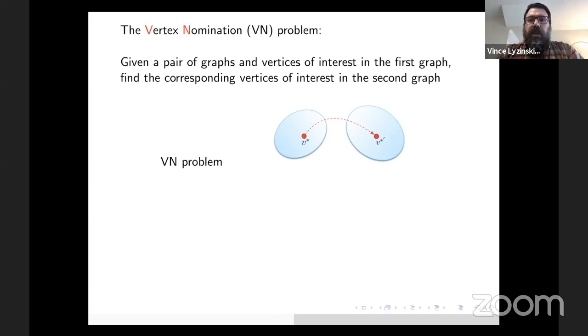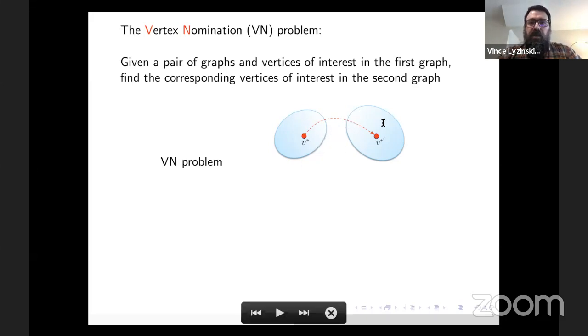So the idea is, if you're given a pair of graphs, you're given vertices that are interesting in the first graph. And interesting here could really mean anything. You can think of it as a user-specified query. You want to find corresponding vertices of interest in the second graph. And so this is an artist's rendition of what the problem is. For the talk, I'm just going to focus on a single vertex of interest just to make things a little bit clearer. But you can have multiple vertices of interest and vertices not of interest as well, and we can handle that no problem.